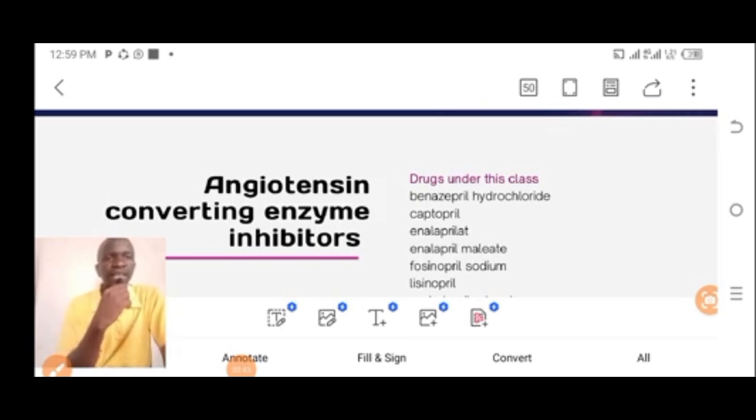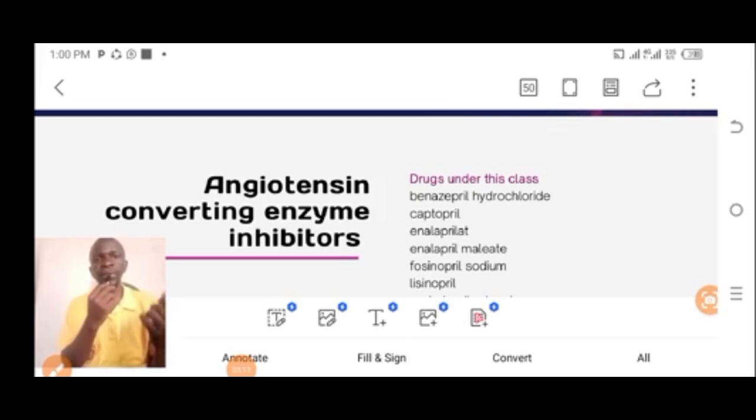So what are some of the drugs under this class? Drugs we study according to class, mechanism of action, indications, and so forth. Drugs under this class include benazepril hydrochloride, captopril, enalapril maleate, fosinopril sodium, and lisinopril. All these are drugs that fall under the same class of angiotensin converting enzyme inhibitors.